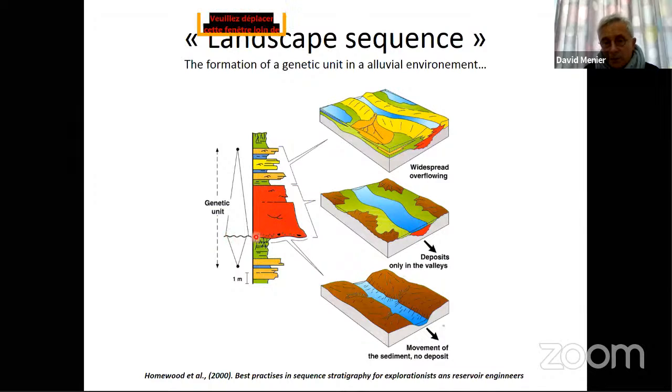During this time, what is the landscape? My landscape is this one. I have valleys with small tributaries, and the main river is transporting sedimentary particles toward the sea, for example. During this time, the main process is erosion. We erode the top of the basement. That's why we have this erosional surface.